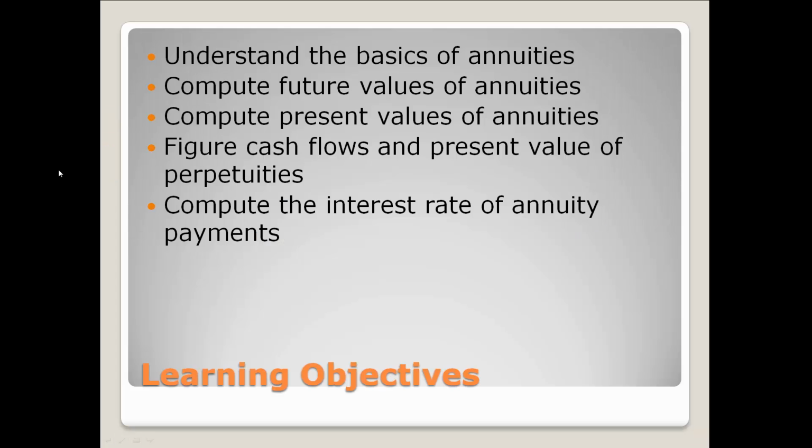Okay, so first of all, let's talk a little bit about what we're going to be going over in Chapter 5. The first thing is we're going to update the learning objectives for this week. We're going to be looking at the basics of annuities, including computing the future and present values of the annuities. We're going to be looking at cash flows, present values of perpetuities, as well as computing the interest rate for annuity payments. However, in the video, we're going to stick to really calculating present value and future values, and we're not going to be going into perpetuities or computing the interest. I think there's a sufficient amount of information in the book to guide you through that process.